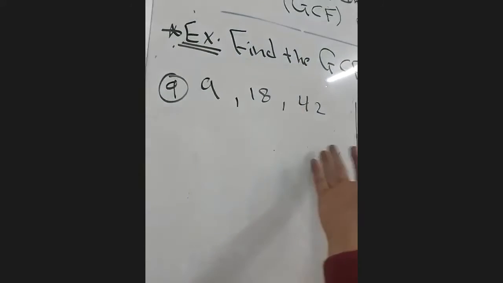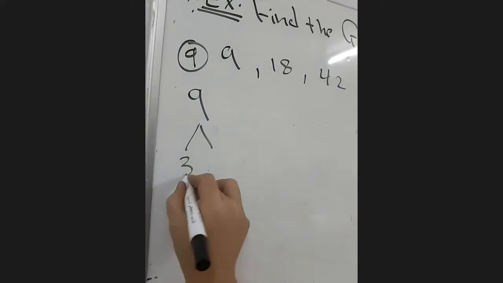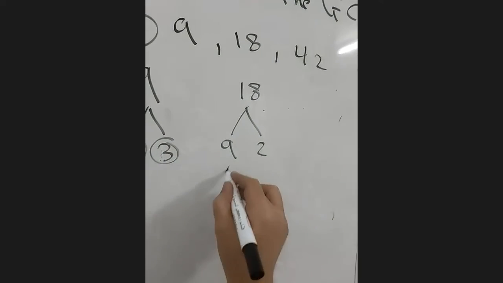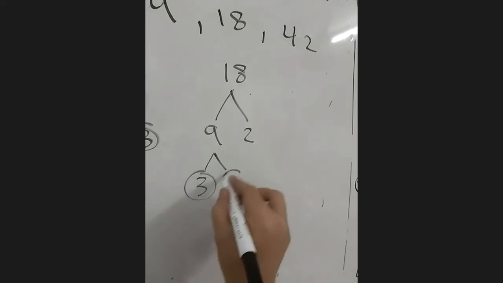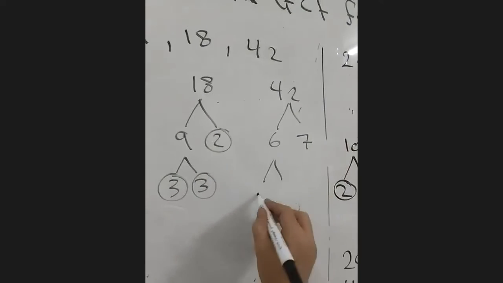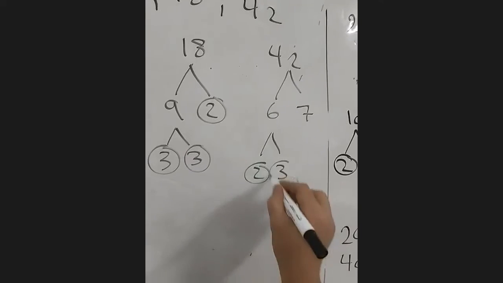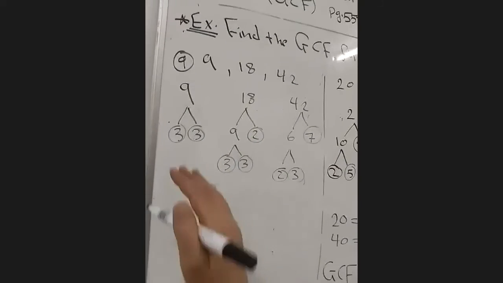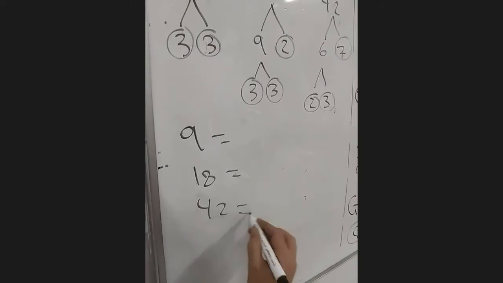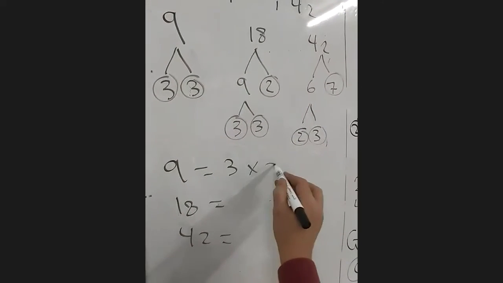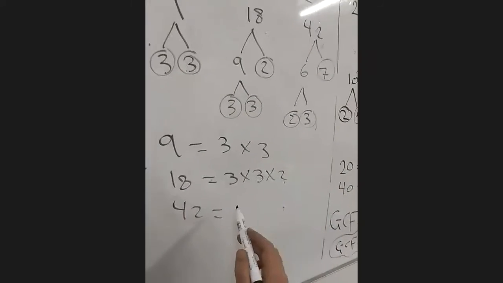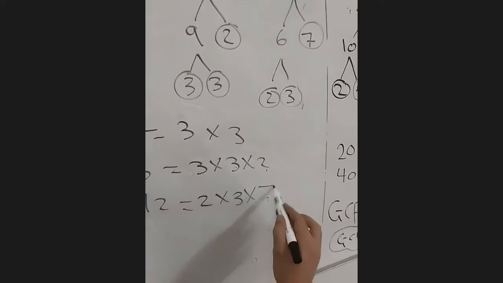We'll do the same for each number. 9 is 3 by 3, circle. 18 is 9 by 2, and the 9 is 3 by 3, circle. 42 is 6 by 7, and the 6 is 2 by 3, circle. And the 7 also. And we write the numbers over each other. The 9 is 3 by 3. The 18 is 3 by 3 by 2. The 42 is 2 by 3 by 7.